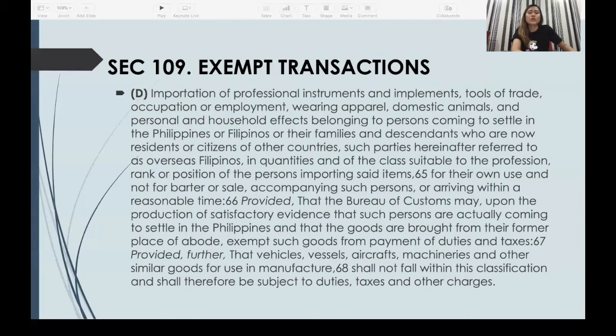is importation. This one is a bit long but it's easy. It is also interrelated with Section 109C. Importation of professional instruments and implements, tools of trade, occupation, or employment, wearing apparel, domestic animals, and personal and household effects belonging to persons coming to settle in the Philippines or Filipinos or their families and descendants who are now residents or citizens of other countries, such parties hereinafter referred to as overseas Filipinos, in quantities and of the class suitable for the profession, rank, or position of the persons importing said items for their own use and not for barter or sale, accompanying such persons or arriving within a reasonable time.